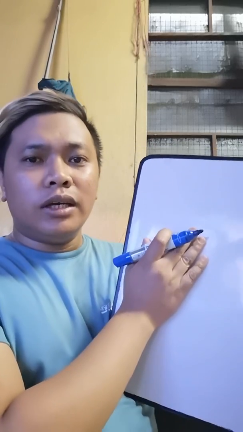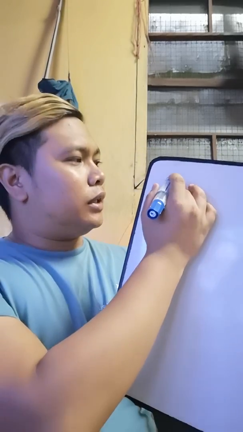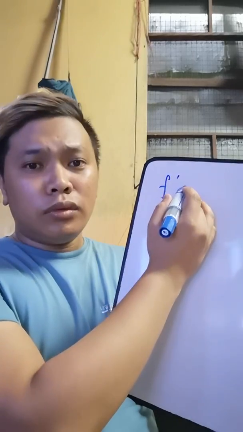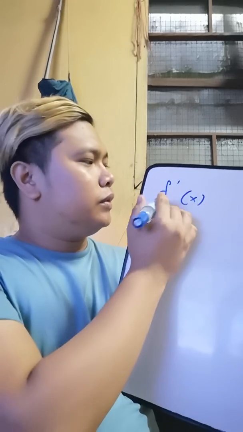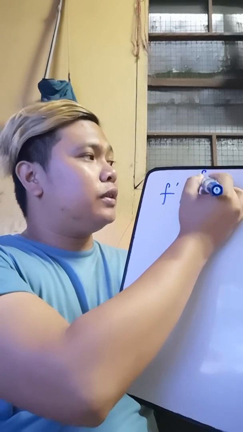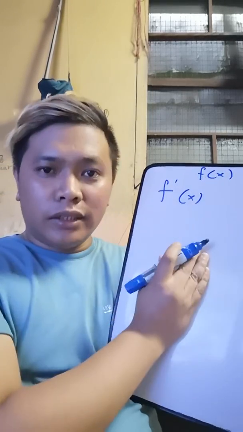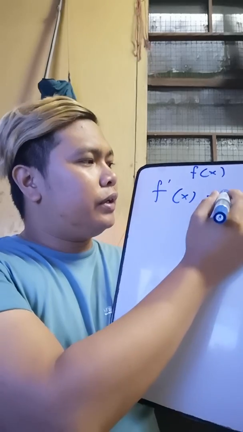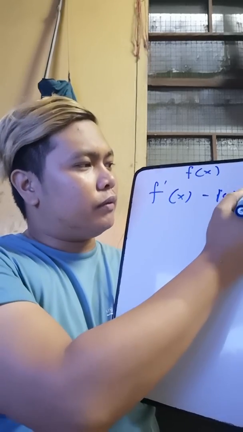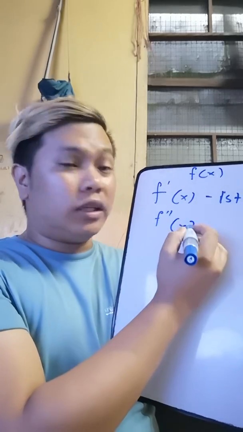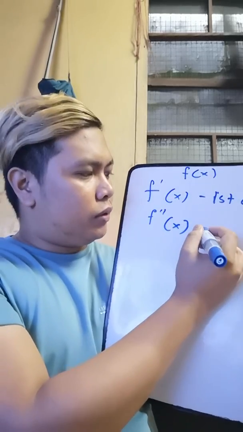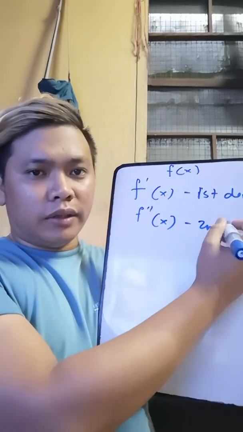Okay. Let me tell you first some notations para matandaan natin. So, yung f prime of x would be yung tinatawag nating first derivative. Of course, given that we have f of x, this is the first derivative. And then, pag second derivative na, dalawa na yung prime. This is the second derivative.